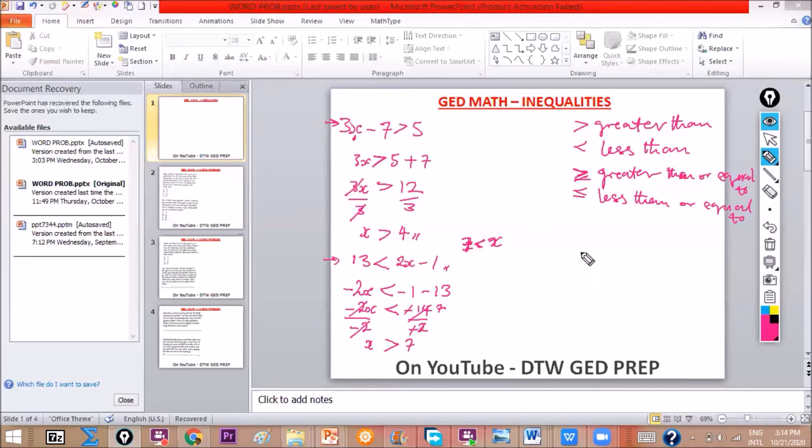Okay, so I want everyone to try this now. Let's do it: 4 plus 2x is less than or equal to minus 2. Okay, let's try that. Is everyone with me? Yeah, I am.